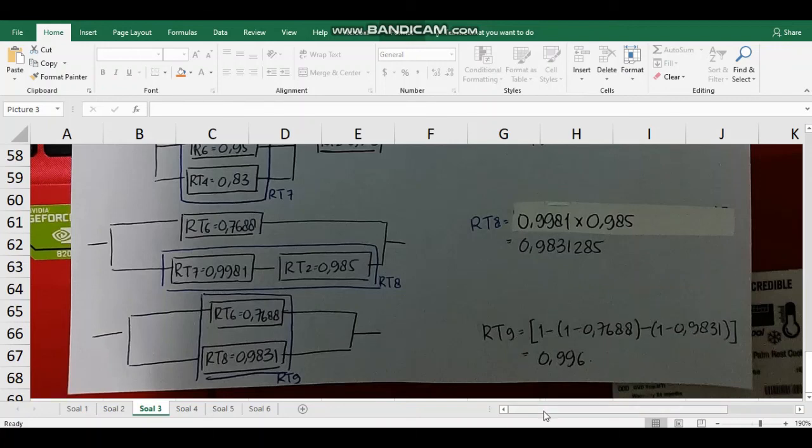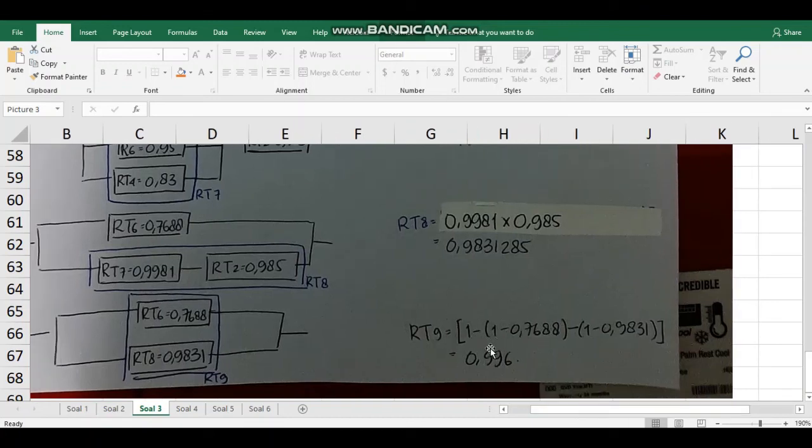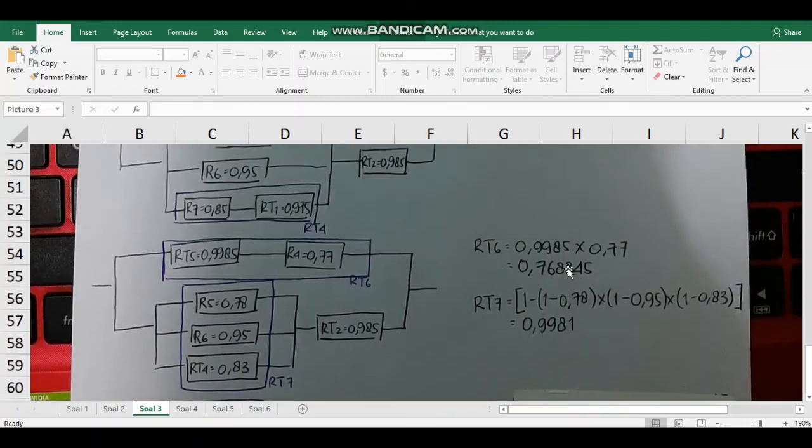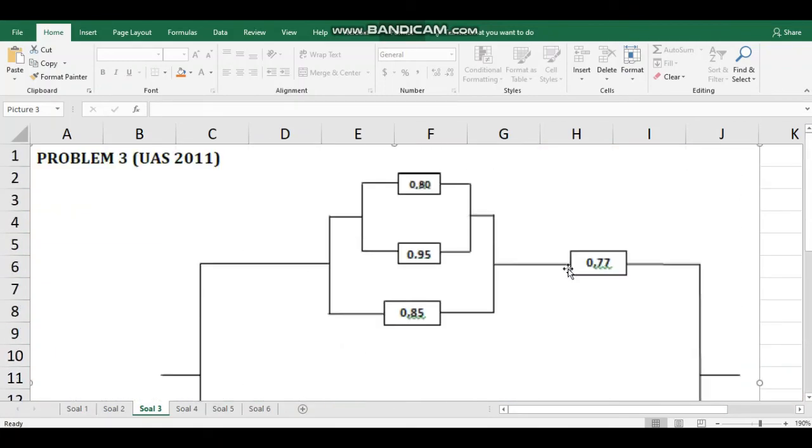Okay, we use this: 1 minus the probability of the first component, which is the reliability of RT6, multiplied by 1 minus the probability of the backup, which is RT8. And finally we have 0.996 as the final reliability for the overall system. Okay, so that's the solution for the third problem.